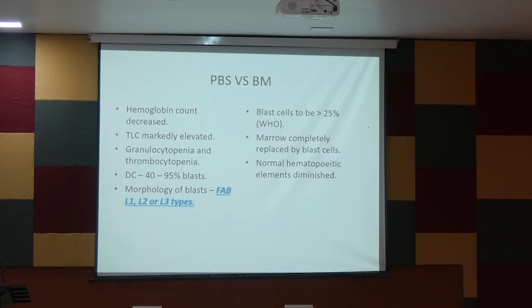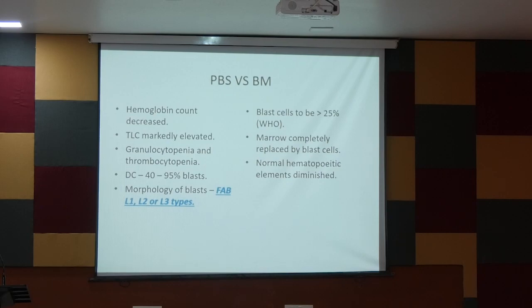So the WHO recommends, in bone marrow, blast cells to be at least 25% of all nucleated cells. At least 25% or more. Minimum 25%. Different books give different things, and WHO keeps on changing. So here I'm telling you, at least 20 to 25%. Some books give 30% also. Marrow is completely replaced by blasts. You know why? Because there is excessive proliferation of these blasts, which will replace the normal hematopoietic elements. Marrow is completely replaced by blasts, and the normal hematopoietic elements will diminish. That's why the patient will present with features of pancytopenia.